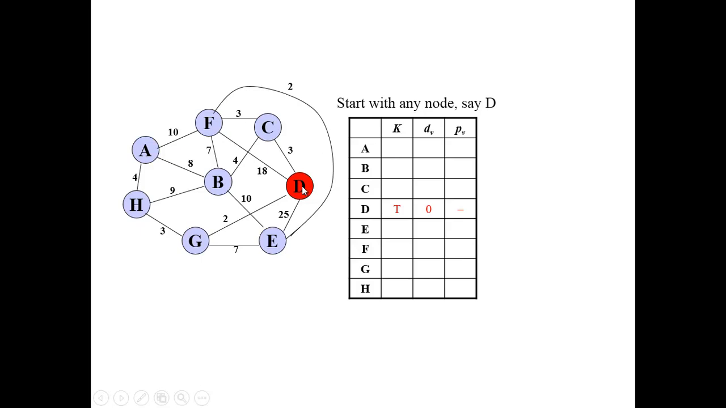Firstly, we will start with a particular node. For example, we will start with D. Then the adjacent of D is C, F, E and G. We write down the adjacent nodes, that is C, F, E and G, and write down the weight of all the edges from one node to another. For example, from D to C the weight is 3, from D to E the weight is 25. You can see here, from F to D the weight is 18 and from G to D the weight is 2.